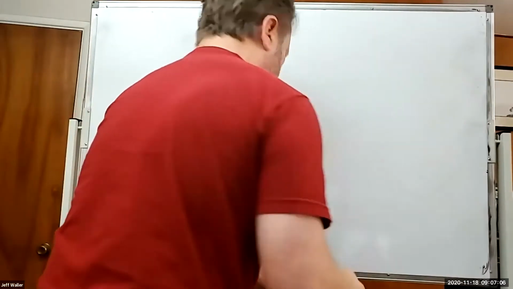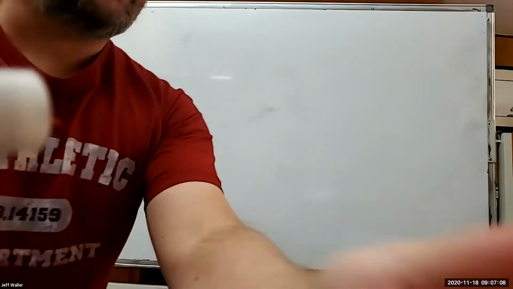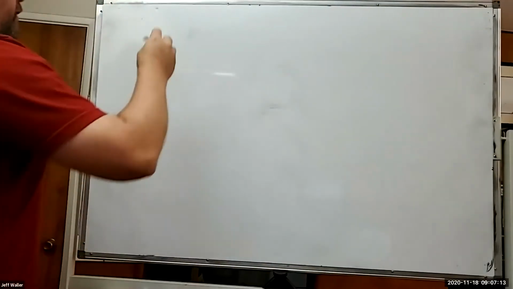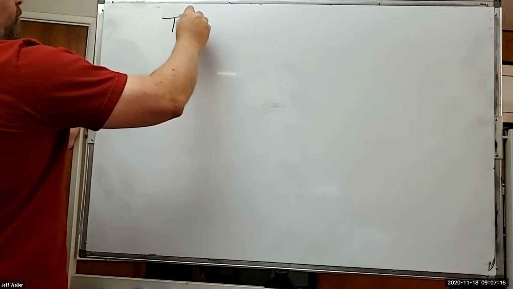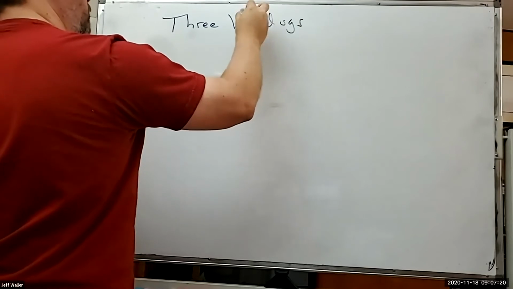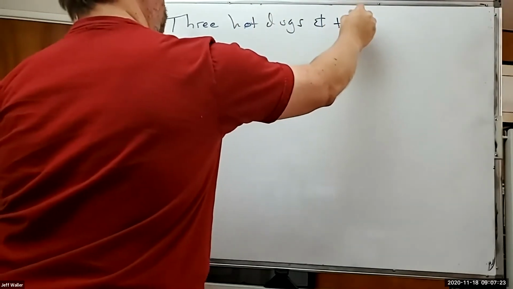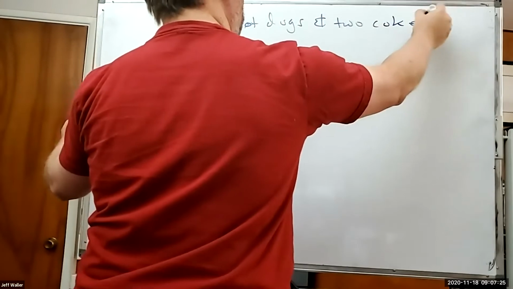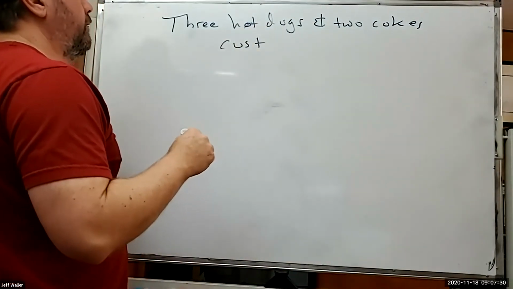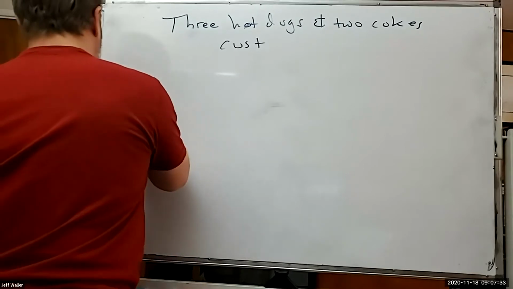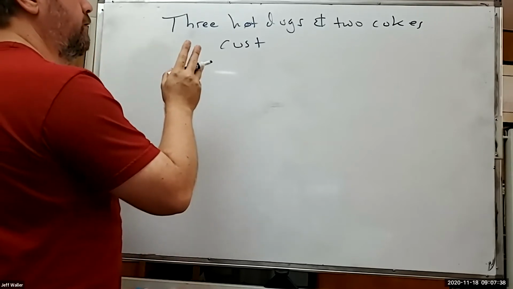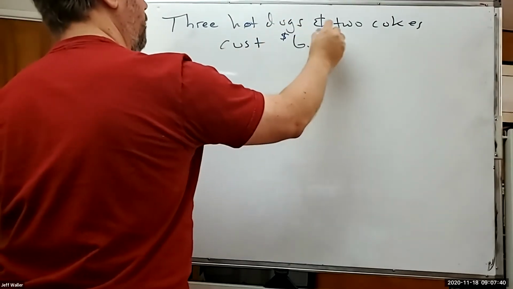All right, guys. So here's a very classic kind of problem. Let's say that 3 hot dogs and 2 Cokes cost, let's see. Let me write something over here for a second. $6.50.